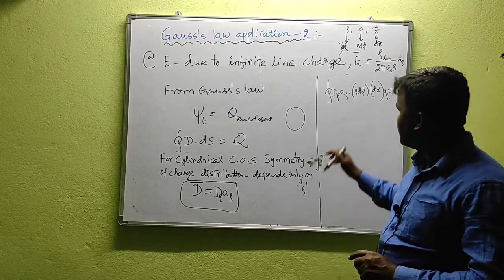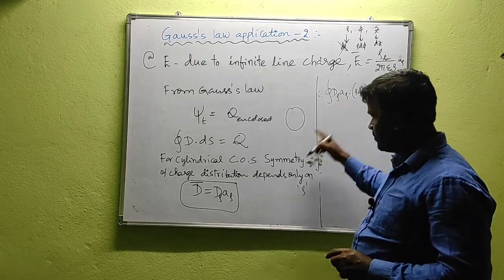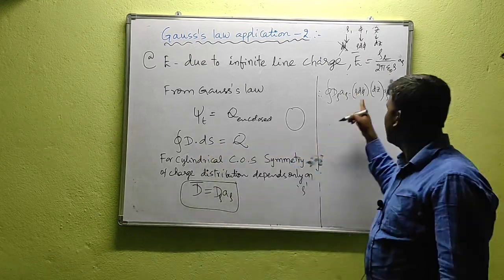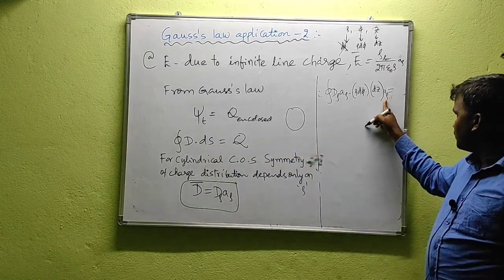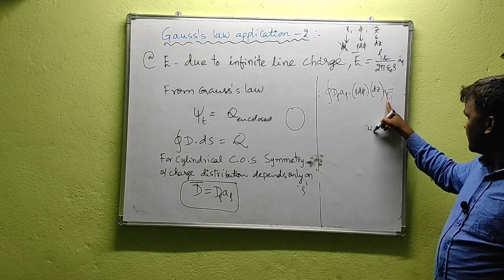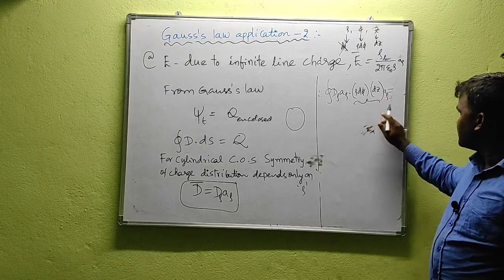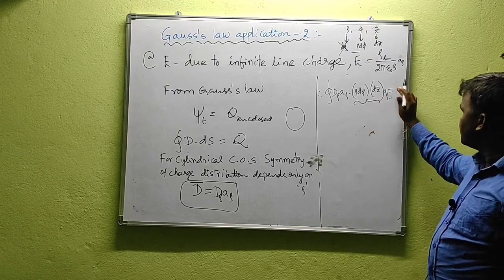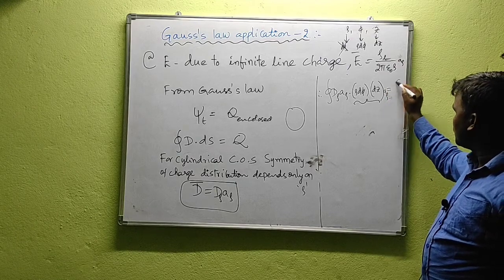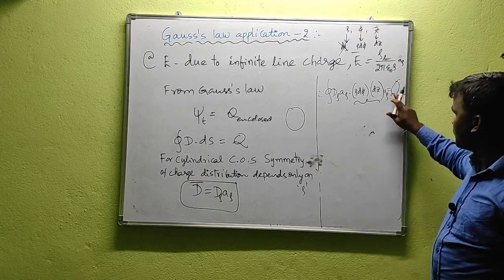So this is equivalent to what? Here I substituted, D is taken as D rho a rho, and dS is the differential surface area normal to rho. This a rho indicates that this surface area is normal to rho. And this is equal to what? It is equivalent to Q.